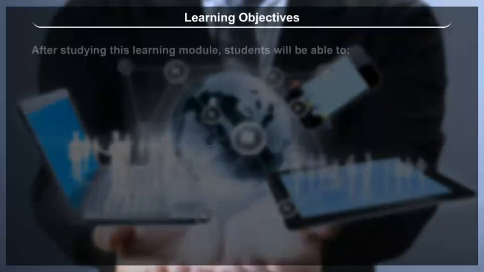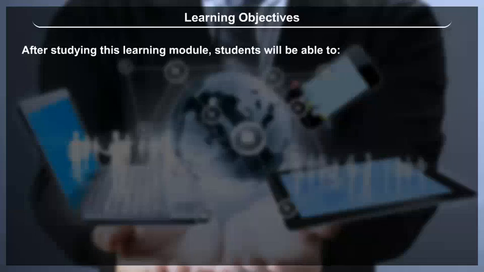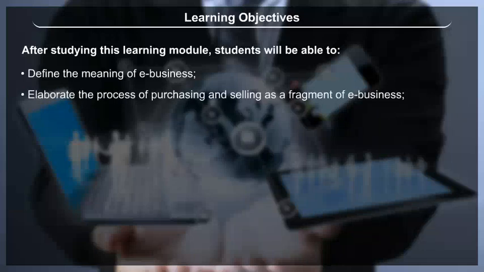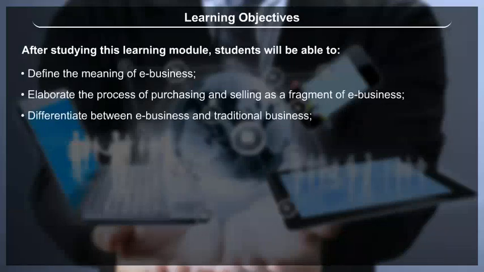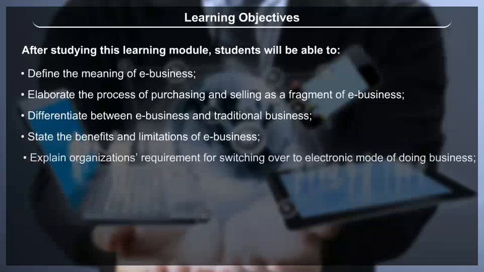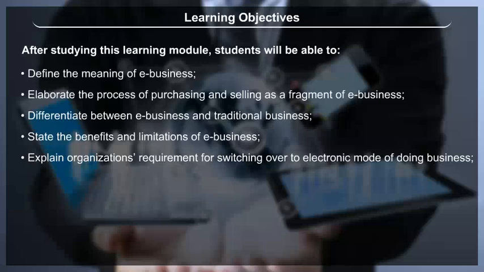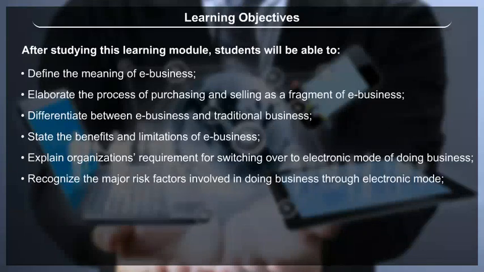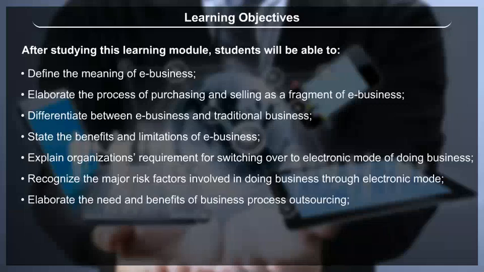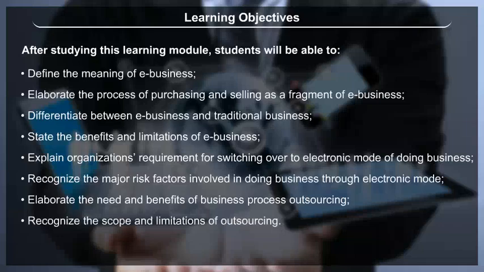Learning objectives. After studying this learning module, students will be able to define the meaning of e-business, elaborate the process of purchasing and selling as a fragment of e-business, differentiate between e-business and traditional business, state the benefits and limitations of e-business, explain organizations' requirement for switching over to electronic mode of doing business, recognize the major risk factors involved in doing business through electronic mode, elaborate the need and benefits of business process outsourcing, recognize the scope and limitations of outsourcing.